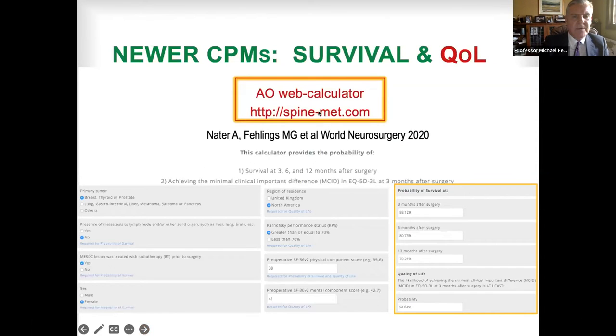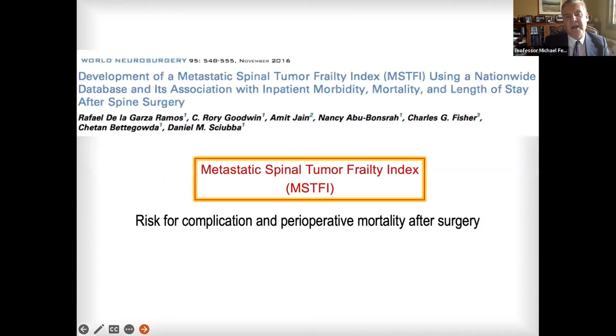This risk calculator that we developed through the AO is widely available, and it may be something that you would consider using. This was published 2 years ago in World Neurosurgery. And this is the only clinical prediction model that assesses survival as well as quality of life. And it's important to consider the type of tumor. So breast, thyroid, and prostate have improved survival and quality of life. Oligometastatic disease, as well as the Karnofsky performance status, are critical factors.